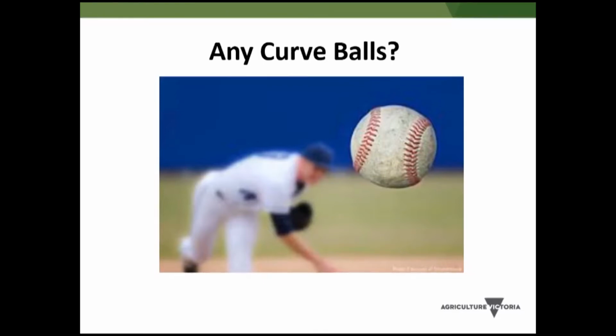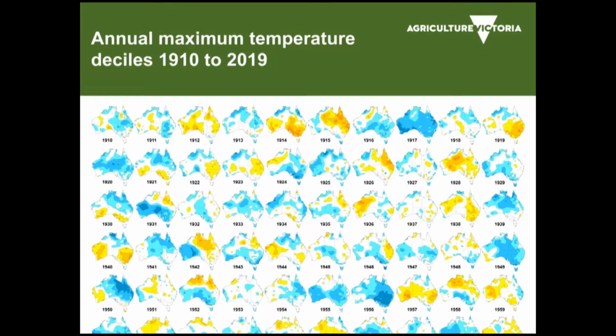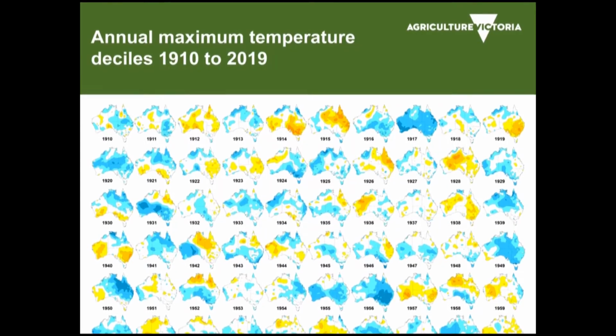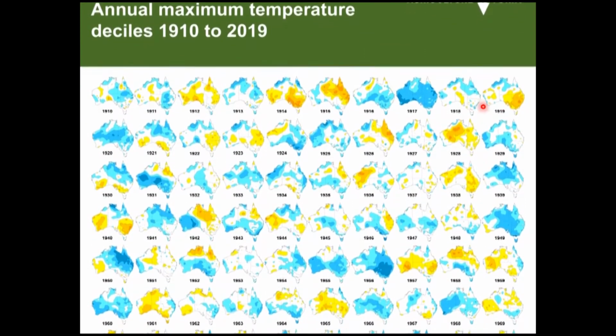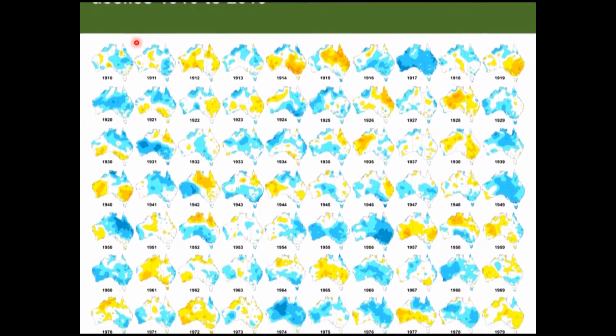So what I've talked about is a lot of variability. Now I'm just going to cover, is there anything different to long-term natural variability? So this is a key one. This is a map of maps from 1910 through each decade of maximum temperature deciles, and the blue is cooler than average years, and the yellow is warmer than average years, and the dark orange is warmest on record.